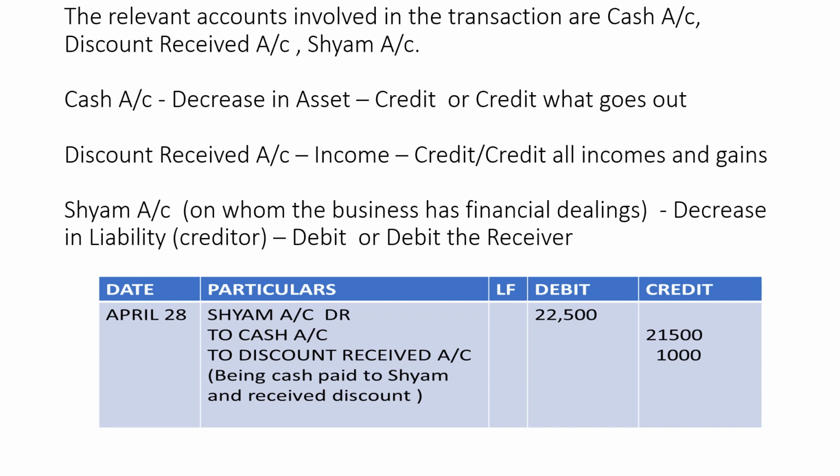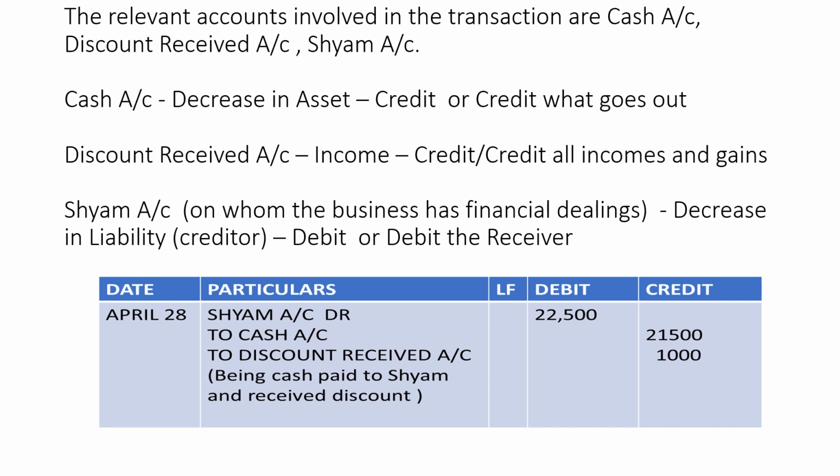So now, if you see the cash, there is a decrease in the cash balance. Why is there a decrease in cash balance? Because the business is paying cash to Shyam. Decrease in cash is nothing but decrease in asset. So whenever there is a decrease in asset, it should be credited, or we can also use the terminology credit what goes out. The cash is going out from the business to the hands of Shyam. So to cash account, the cash account is being credited.